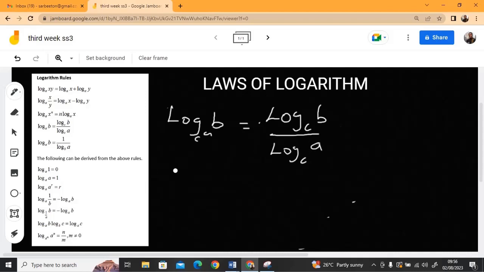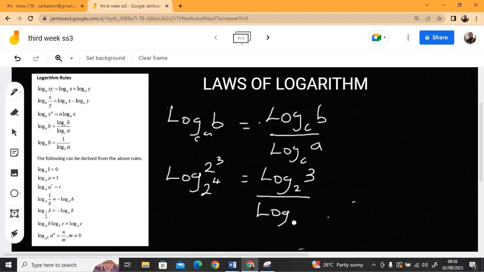It means if I give you something like this, let's say you have log base 2 of 3, and another one, log base 2 of 4. Look at this. Since both of them have the same base, it can be log base 2 of 3 over log base 2 of 4. So this can cancel this, and your final answer can be 3 over 4. So that is what that log is talking about.